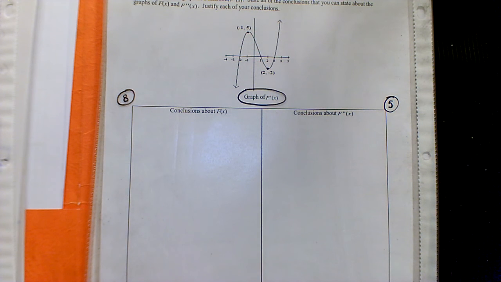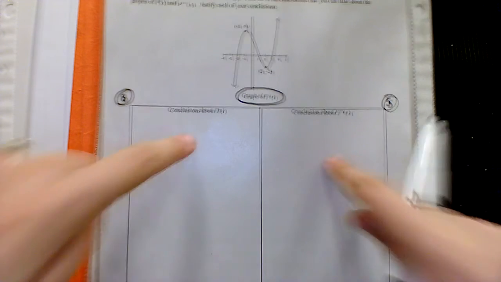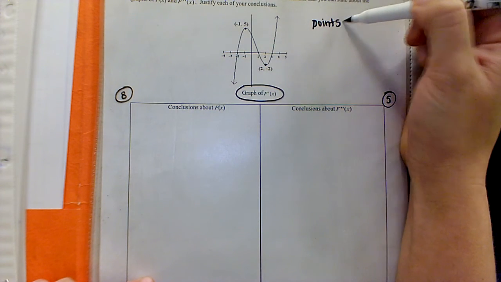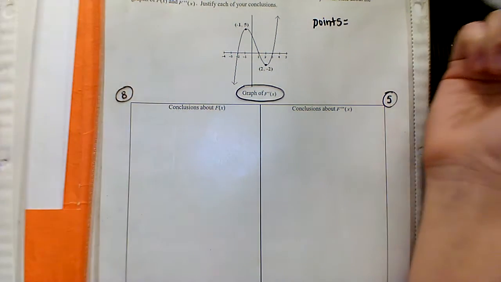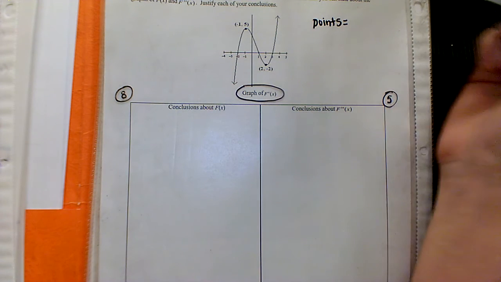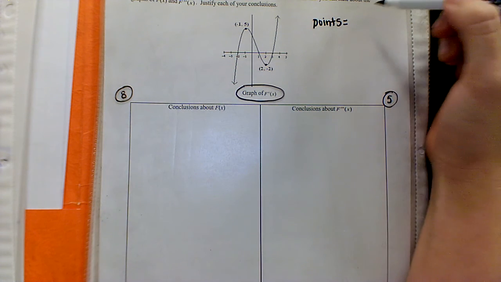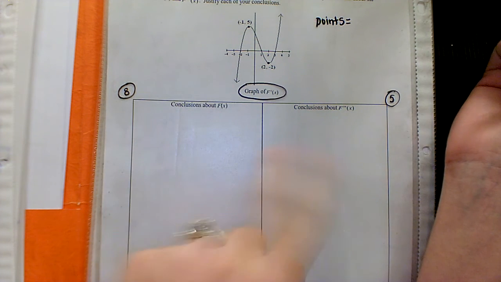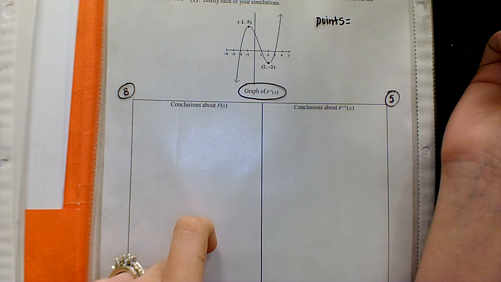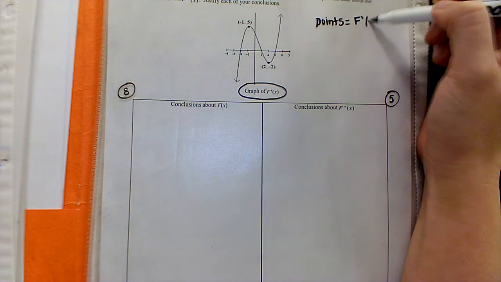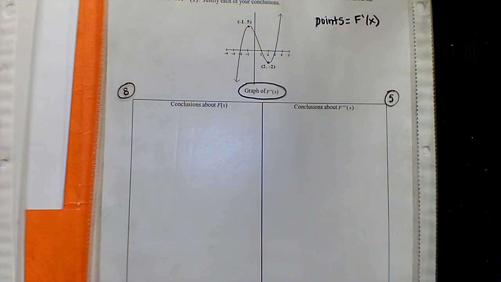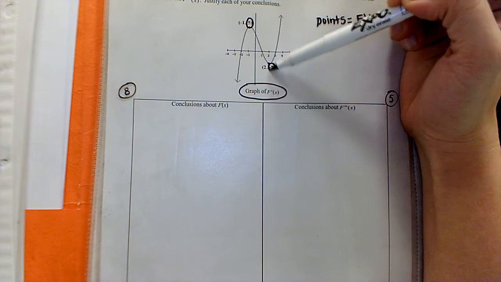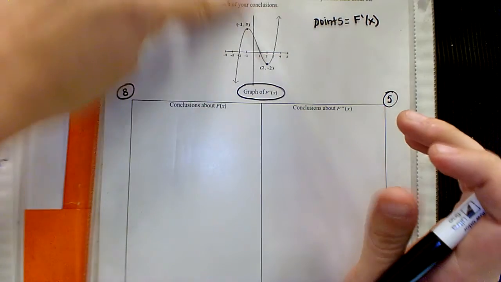Before we tackle these conclusions, can we list what the different characteristics of this graph represent? What do the points mean on this graph? Griffin? The max and min values. Max min value for f of x? This would be f prime. So the points represent f prime. If this is the graph of f prime, that's what the points mean. So this is a slope of 5. This is a slope of -2.